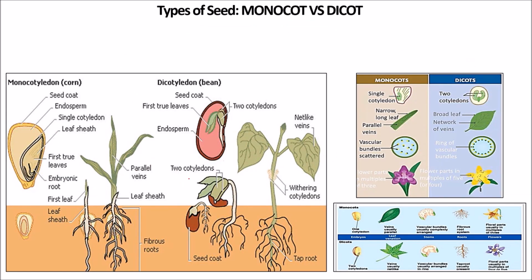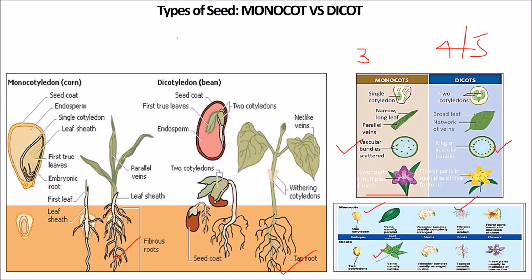Now, if we are talking in detail about each one of them: fibrous root in the case of a monocot and tap root system in the case of a dicot. Monocots have one cotyledon, dicots two cotyledons, that is done. Then we have talked about parallel veins and veins like a net, or reticulate. Then the vascular bundles: monocots have scattered vascular bundles, while in a dicot the vascular bundles are properly arranged in the form of a ring. Flowers we have also talked about, in multiples of three, and in a dicot multiples of four or five. The root system is also clear.